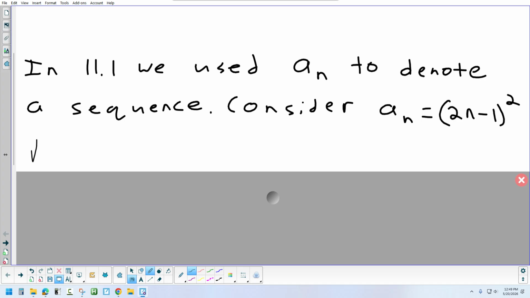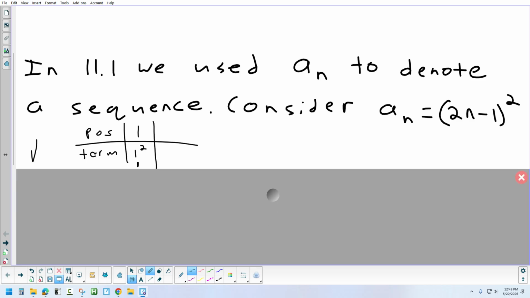If I plug in a 1 for n, what would I get when I do out what's on the right-hand side? Let's see, 2 times 1 is 2, minus 1 is 1 squared, which would just be 1. I'm going to leave it as 1 squared for now, but I'll put the 1 underneath it. How about if we plug in a 2? What do we get? 9. So you get 2 times 2 is 4, minus 1 is 3 squared. I'll leave it like that for a minute, but I'll also put the 9 underneath it.